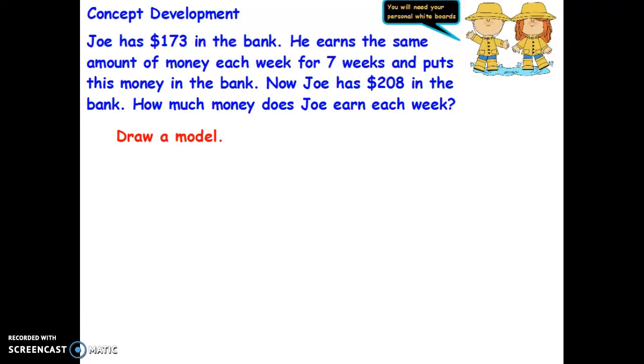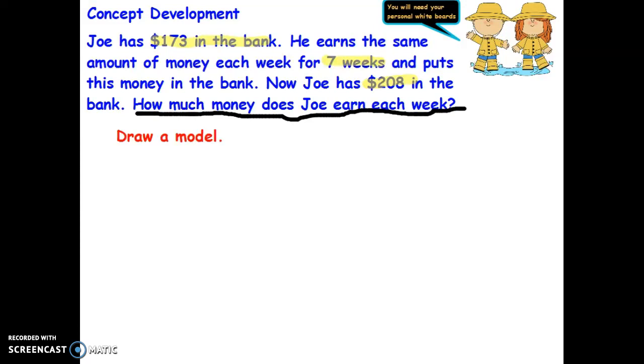There's a lot of steps in this problem, but remember, with the read, draw, write process, we read it, we draw a model, and then we write out our answer. But first, remember, I like to figure out what we know and what we're trying to solve. Well, I know he has $173 in the bank. He earns that same amount of money each week for 7 weeks. Now he has a total of $208 in the bank. What we're trying to solve is how much money does Joe earn each week?